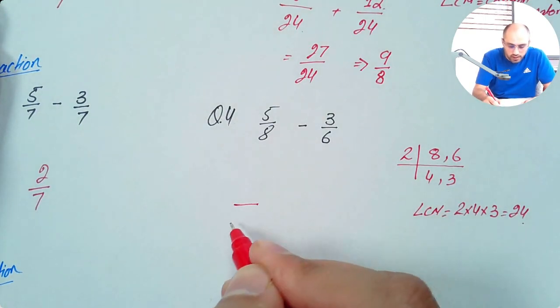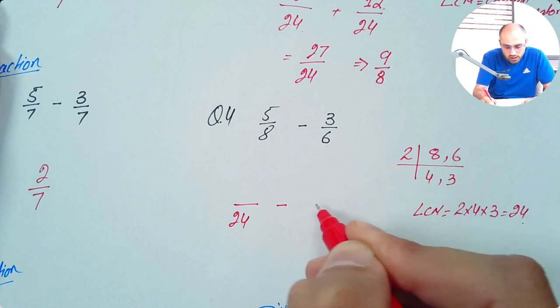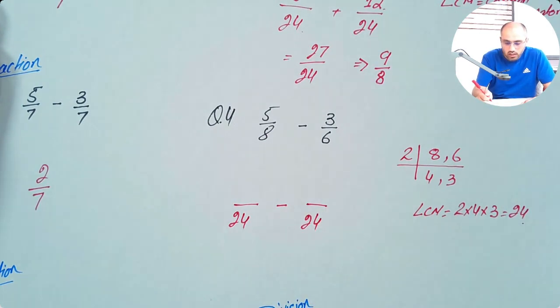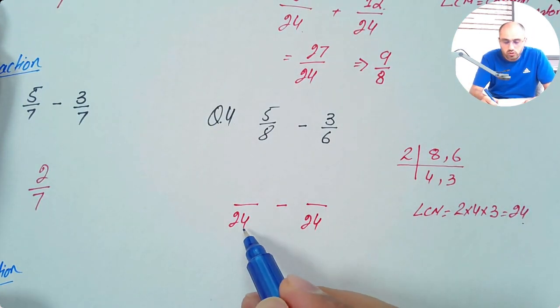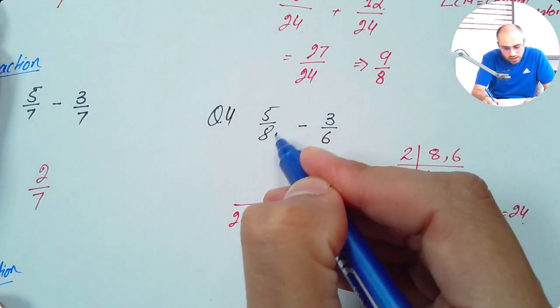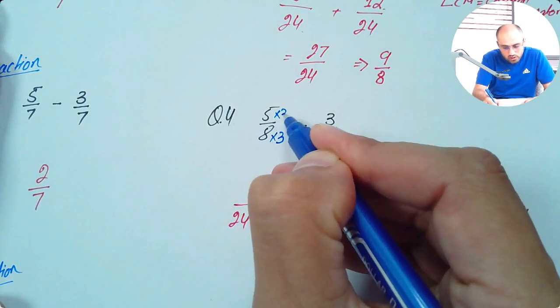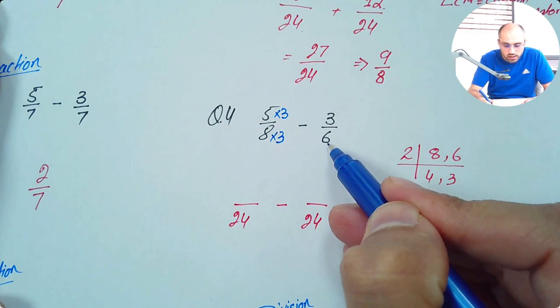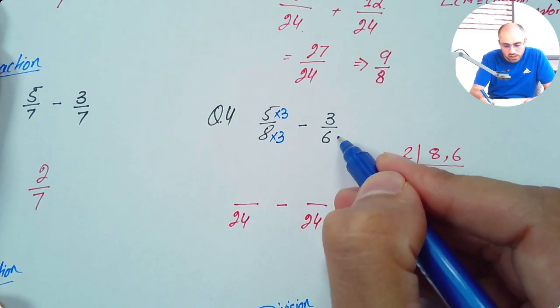I'll change this 8 to 24 and I'll change this 6 to 24. Then what did I do to change this 8 to 24? I multiplied it by 3. I'll do the same to this 5. What did I do to this 6 to change it to 24? I multiplied it by 4.